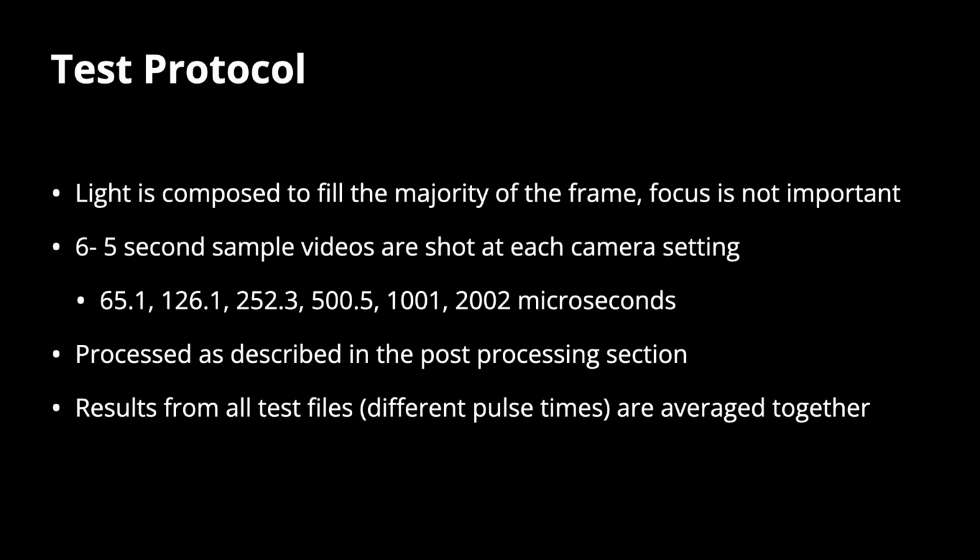So the exact test protocol for when I'm testing things works basically like this. I compose the situation so that the camera is pushed up against the light so that it fills the majority of the frame. Because we're looking at rolling shutter performance, and this is happening at the sensor level, focus is not especially important, aperture is not really important, even ISO is not overly important. What is important is the shutter speed.